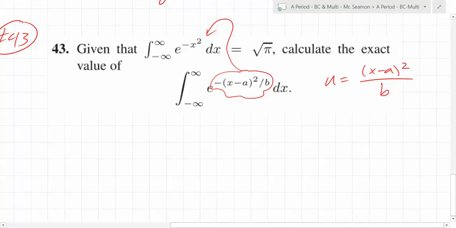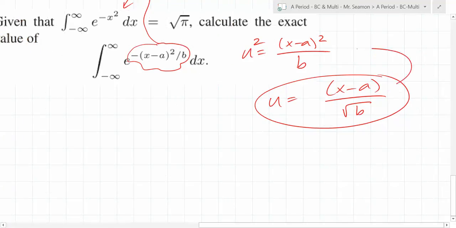Oh, is it over the square root of b? Why does it need to be? Oh, I see what you're saying, because then it would just be u squared. Very cool. If you did that substitution, you'd have an e to the negative u squared, right? So u squared is equal to the proper thing. That's really neat.